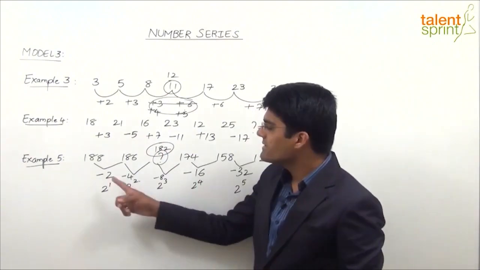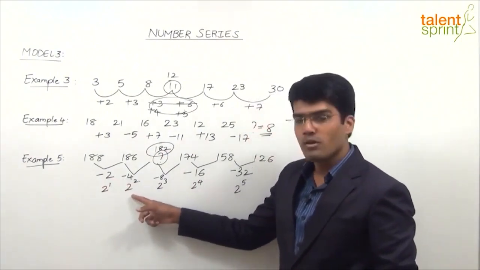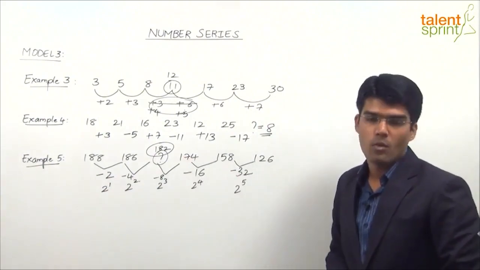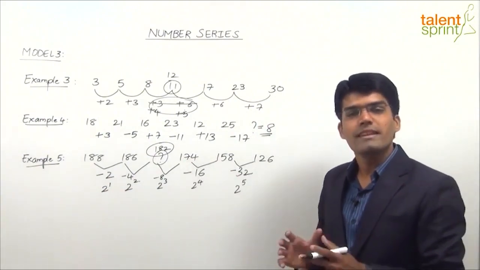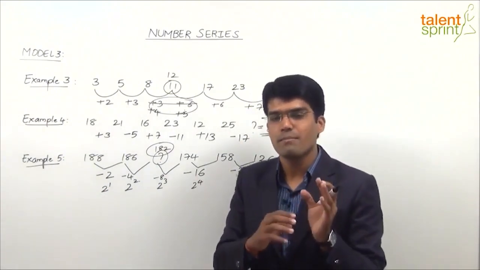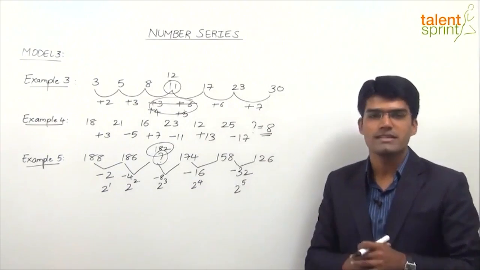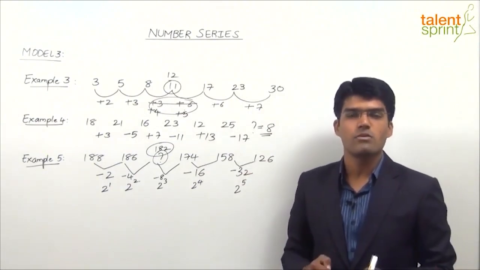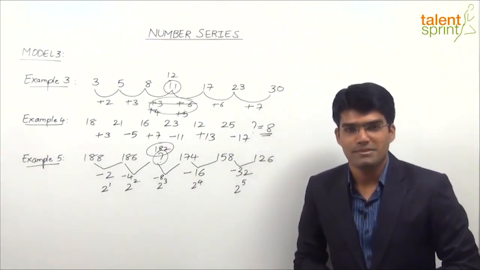As the pattern here is minus 2 power 1, minus 2 power 2, minus 2 power 3 and so on. So the answer for this question here is 182. So mostly it's about finding out the differences and understanding what is the fashion or what is the pattern between the differences of two consecutive numbers of the given number series. So try to work in this way and find out the answer as quickly as possible.